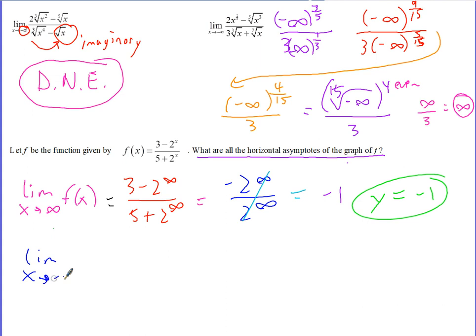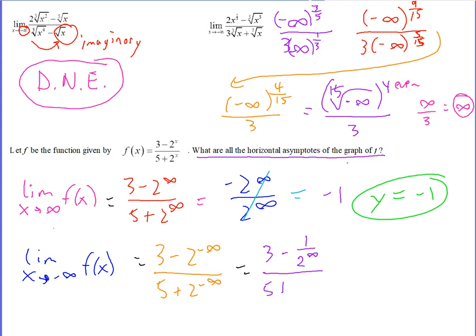So when x approaches negative infinity, you've got to be a little more careful oftentimes with negative infinity. So we have 3 minus 2 to the negative infinity over 5 plus 2 to the negative infinity. And with a negative infinity, you can't just move it here because we've got the 3 and the 5 as other terms. So you can rewrite it though. This is the same as 3 minus 1 over 2 to the infinity. That's what that negative x does. And this is 5 plus 1 over 2 to the infinity.